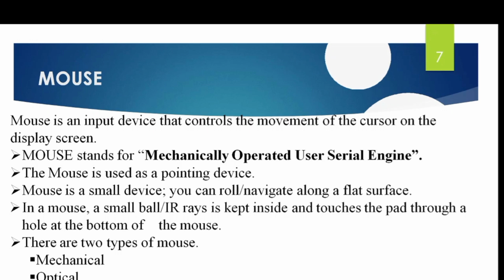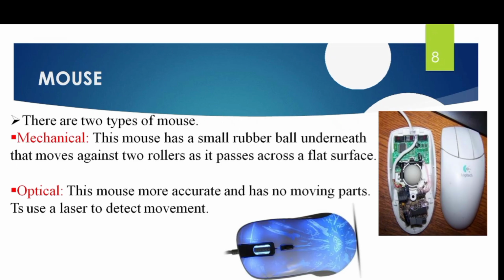There are two types of mouse: first, the mechanical one, and second, the optical one. Here you have seen in the figure an example of the mechanical mouse. This mouse has a small rubber ball underneath that moves against two rollers as it passes across a flat surface. The next is the optical mouse. It is more accurate and has no moving parts; it uses a laser to detect the movement.